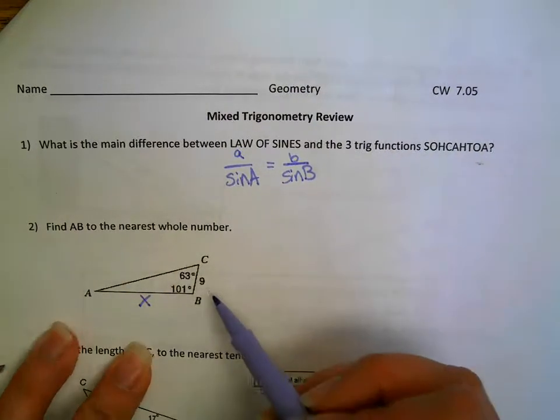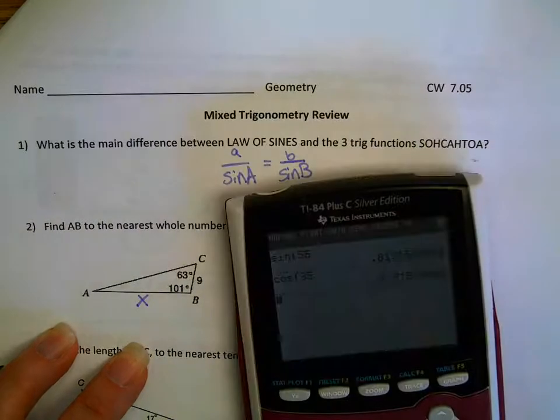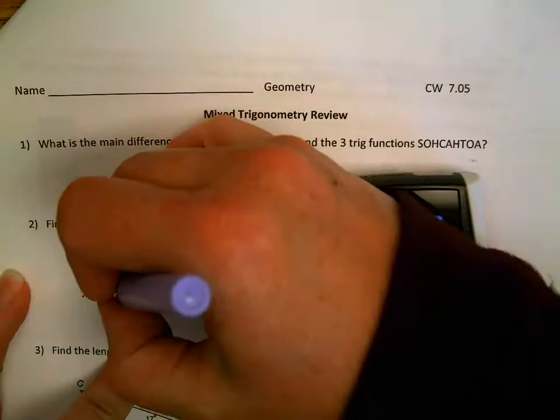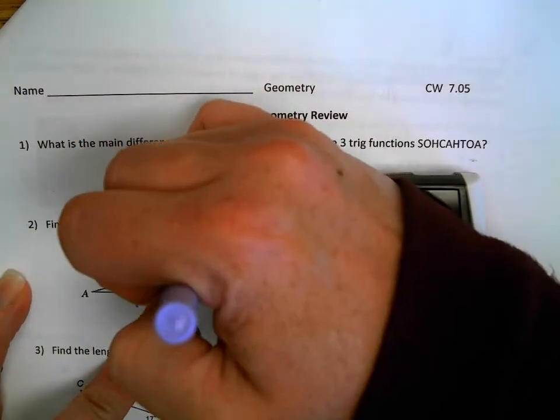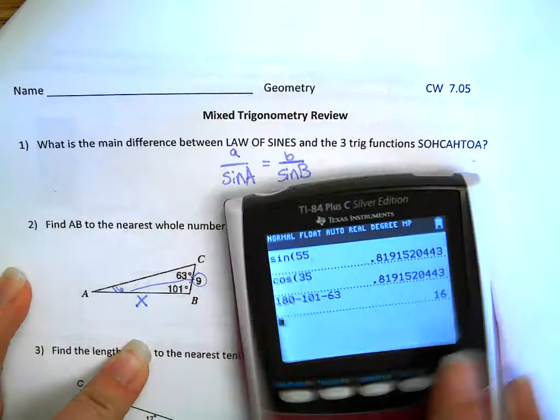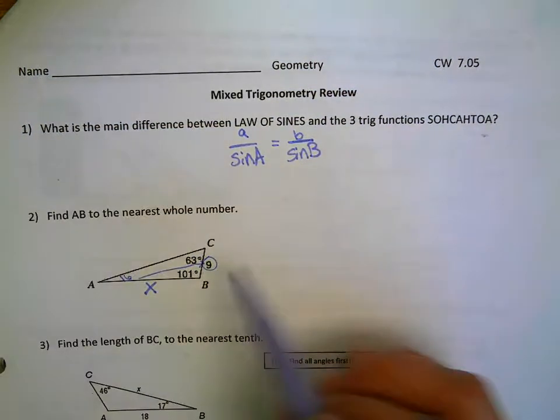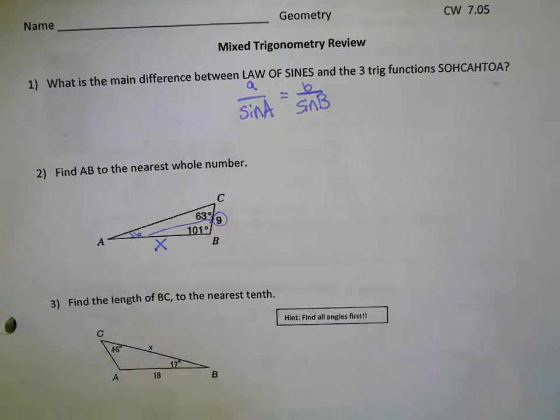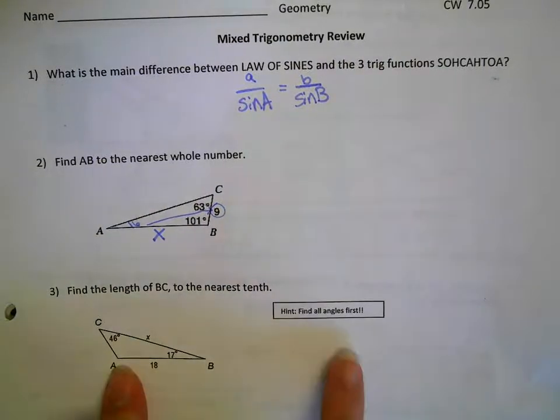Something else I'm going to help you with for number 2 is we have to find all the angle measures. So if I take 180, subtract the 101, subtract the 63, the other leftover angle measure in here is 16. And that's what's opposite this 9. So that should help you set up your law of sines. Again, it's an obtuse triangle, so we need the law of sines. Same thing with number 3, find all your angle measures first. I gave you the hint there.